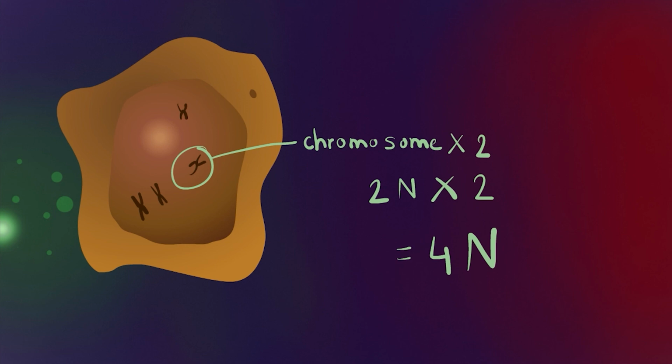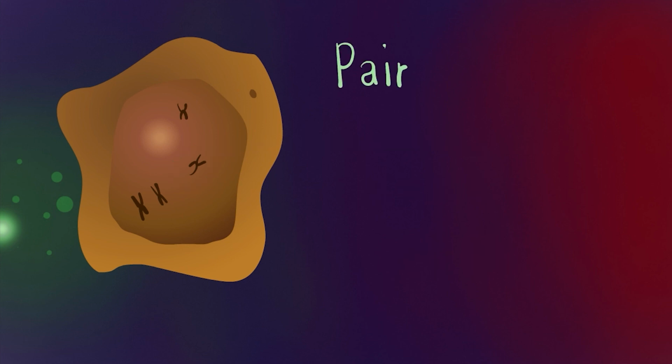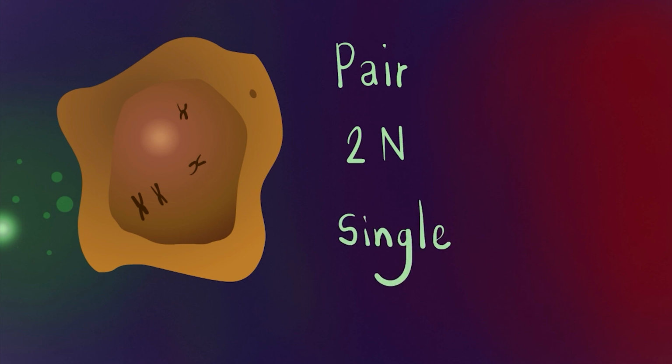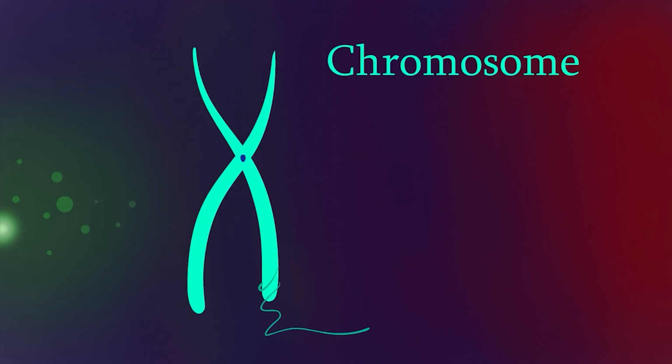Before any type of cell division, the cell doubles up the chromosome number present in its nucleus. That is, if the chromosome number is 2n, it is doubled up to 4n. A pair of each type of chromosome is present in 2n condition, whereas a single chromosome of each type is present in n condition. This is a chromosome.